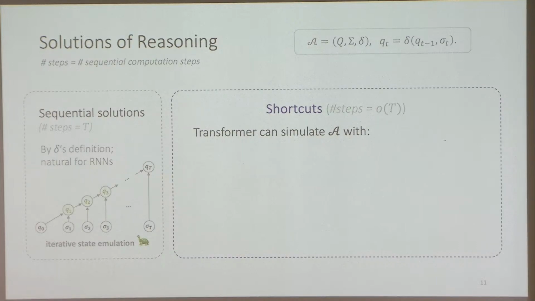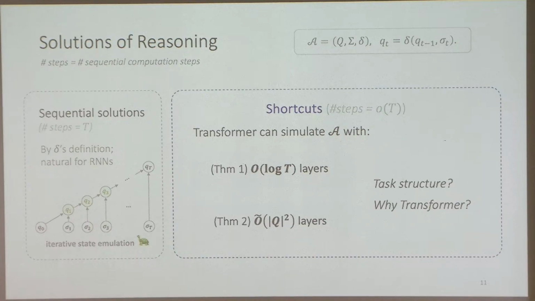All right, so our goal for the next few slides is to understand what possible shortcuts a transformer can implement. We'll look at two shortcuts. One is a log t layer solution. For this one, it's already an exponential improvement over t. In the second case, we can do even better and remove the dependency on t altogether. This will be a Q-square layer solution. In the following, we'll see what kind of structures are required to implement these solutions and why the transformer is suitable.